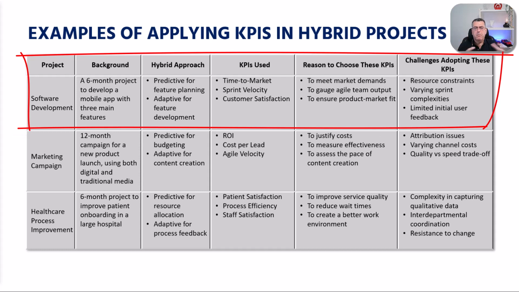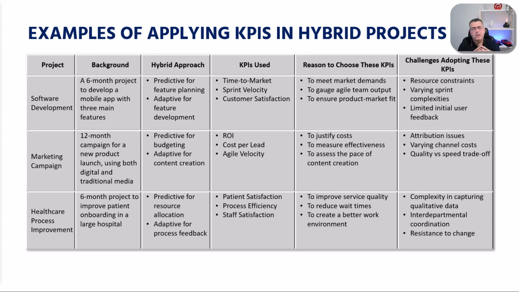I need to monitor agile team output. I need to ensure product market fit. And the challenges: some resource constraints, some sprints that can vary in terms of duration, and limited user feedback. Also, I put another marketing campaign and healthcare process improvement. As you see, for each different project, I have different KPIs. I can have ROI, cost per lead, agile velocity, patient satisfaction, process efficiency, staff satisfaction.